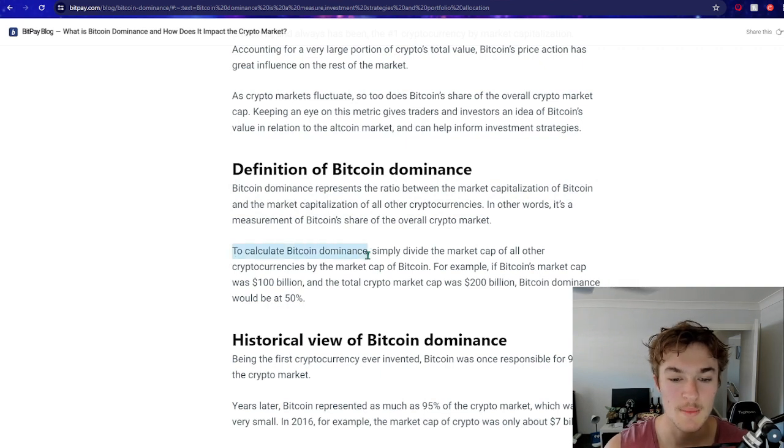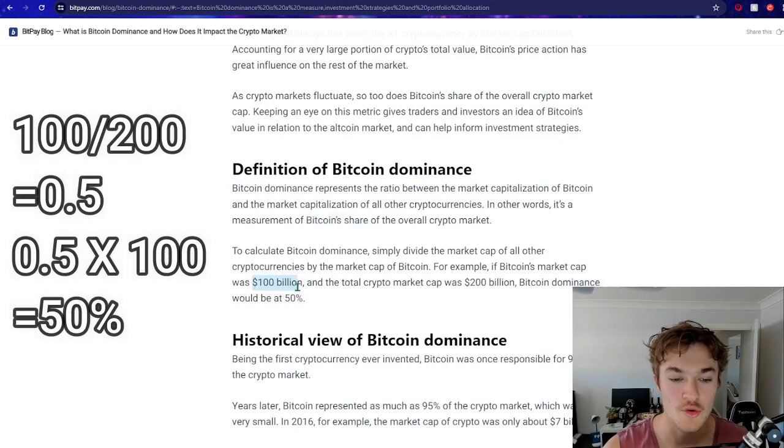To calculate Bitcoin's dominance, simply divide the market cap of Bitcoin by the total market cap of all cryptocurrencies. For example, if Bitcoin's market cap was 100 billion and the total crypto market cap was 200 billion, then Bitcoin dominance would be at 50%. Effectively, the Bitcoin dominance is just Bitcoin's market share, how much of the total market cap is in Bitcoin, calculated through a simple percentage. So in this example, $100 billion in Bitcoin and a market cap of all cryptocurrencies of 200 billion means Bitcoin's dominance is at 50%.